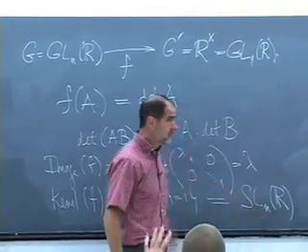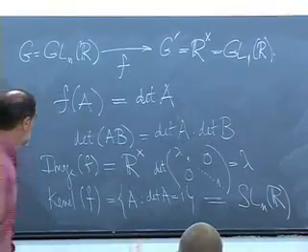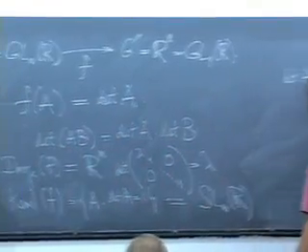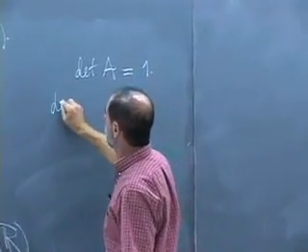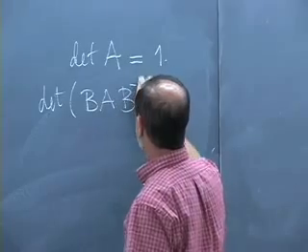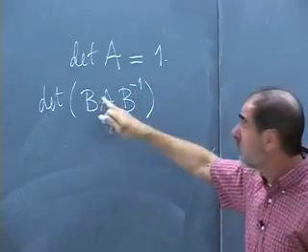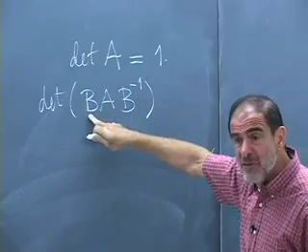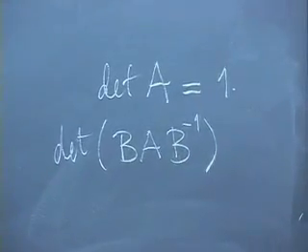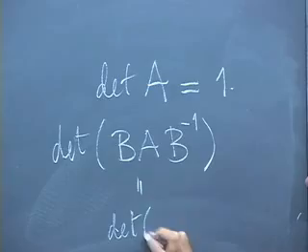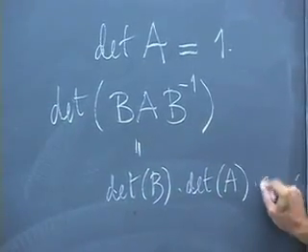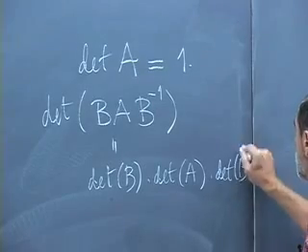Okay? Could you repeat that point about conjugating? Yes. If you take a matrix A, such that the determinant of A is equal to 1, and you calculate the determinant of B A B inverse, for any invertible matrix B, that's what I mean by conjugating by an element in the group. We're checking that it's a normal subgroup. Then this becomes the determinant of B times the determinant of A times the determinant of B inverse.